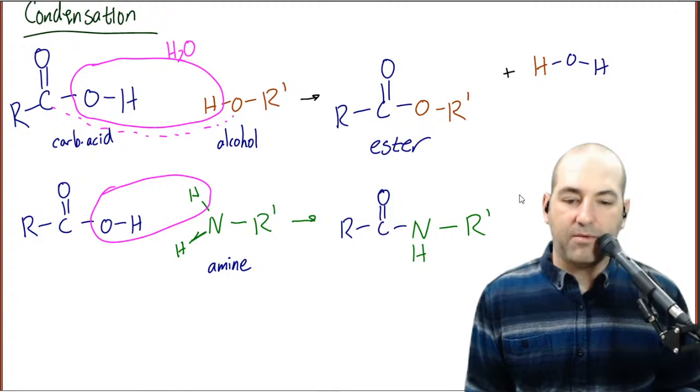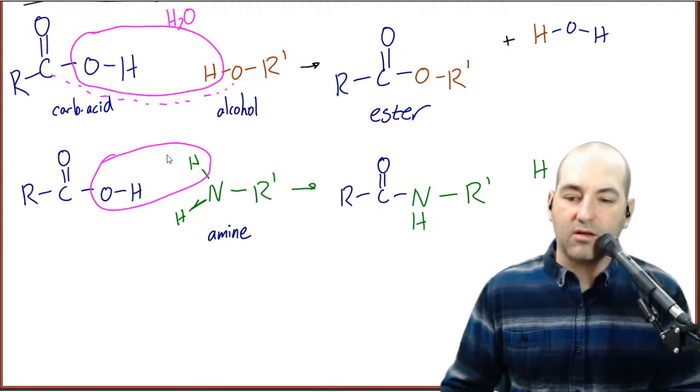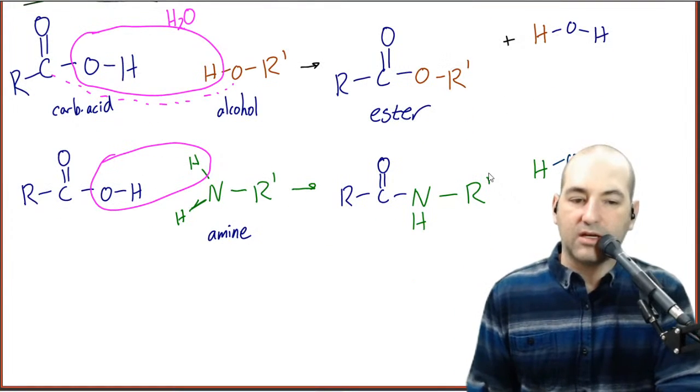And then our byproduct is the same as before. We have an H. Sorry, you can't see that. We have an H from the amine, and then we have the OH from the carboxylic acid. All right, so that's condensation reactions.